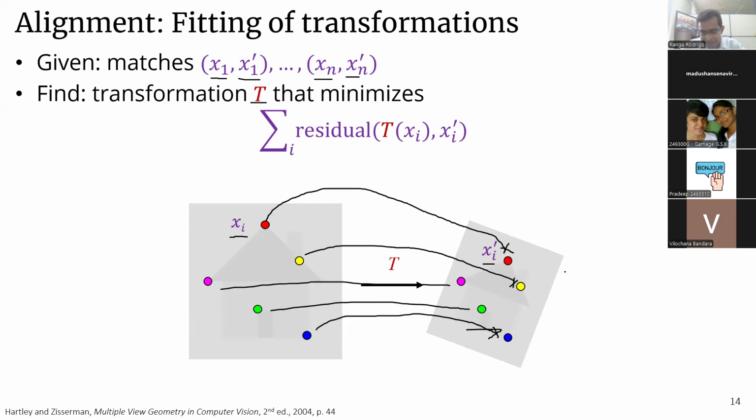Now you can see when you transform, there may be some error, some distance between these two points, the transformed x_i and the actual x_i prime. This is that error, that's the residual. If you minimize that residual, you know that this transformation will become more and more correct. I think it's a very beautiful problem. Let's see how to solve it.